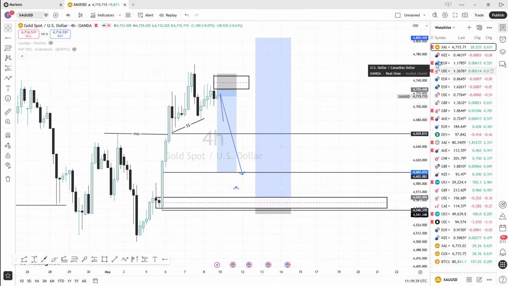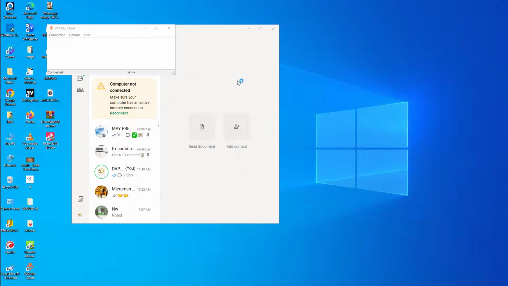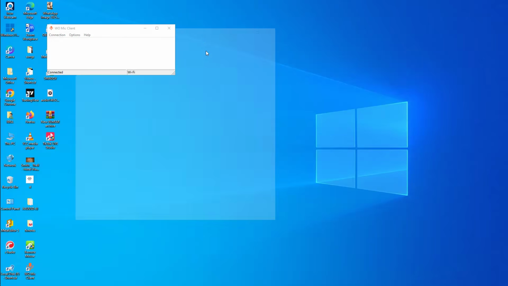Another pair, I will analyze it in the community.